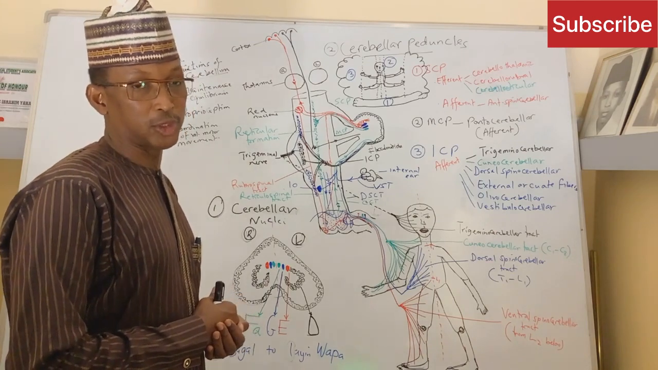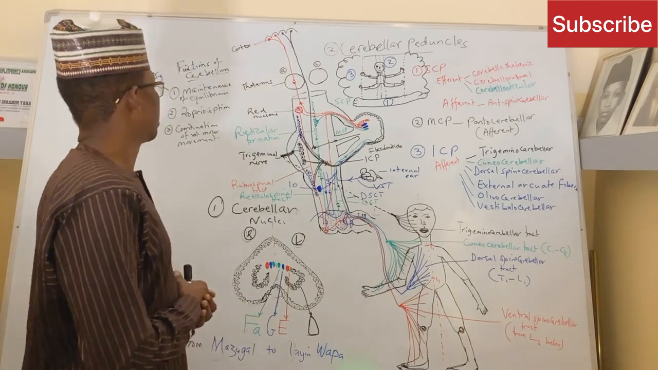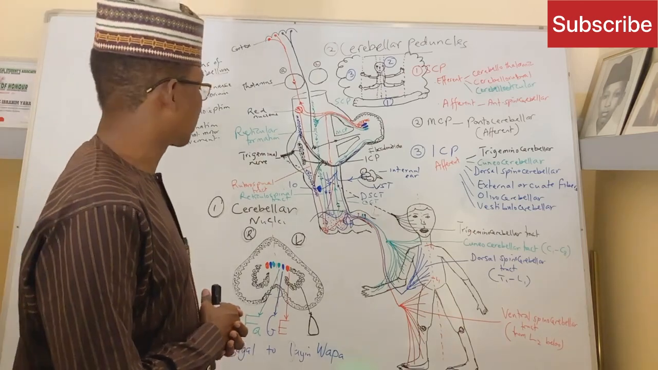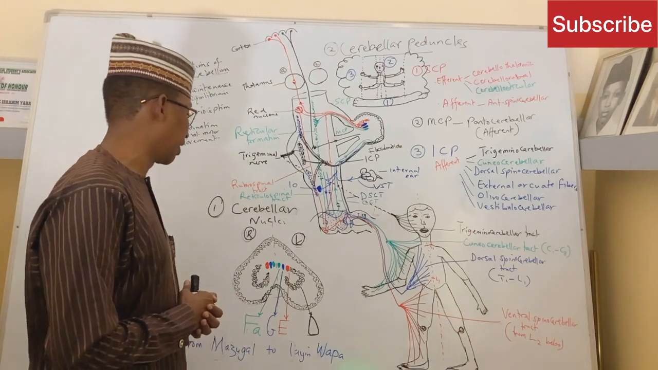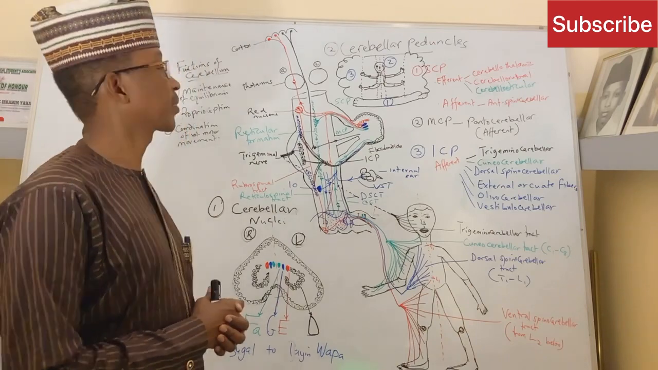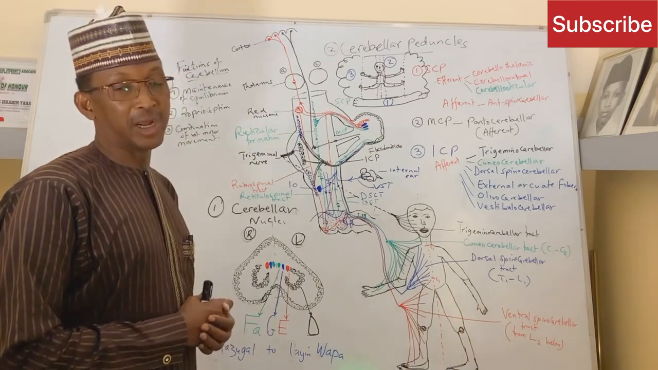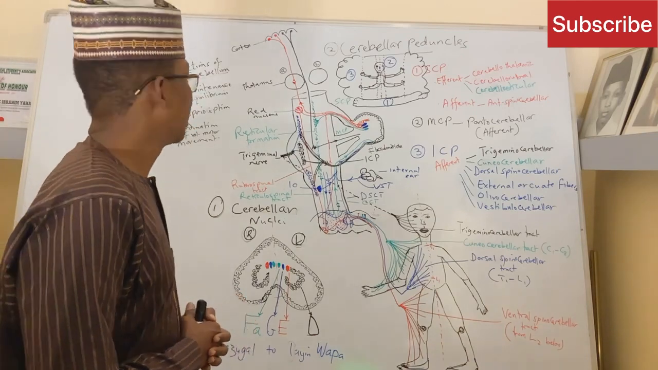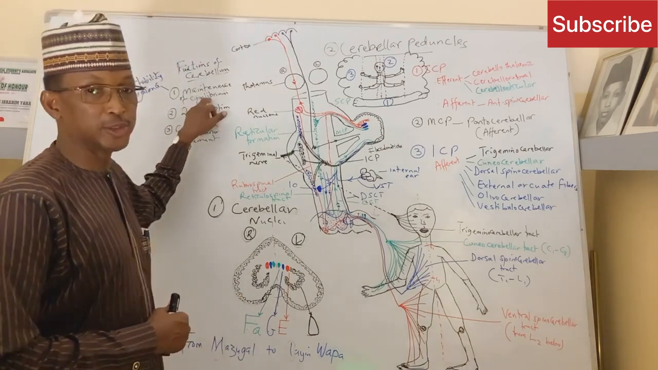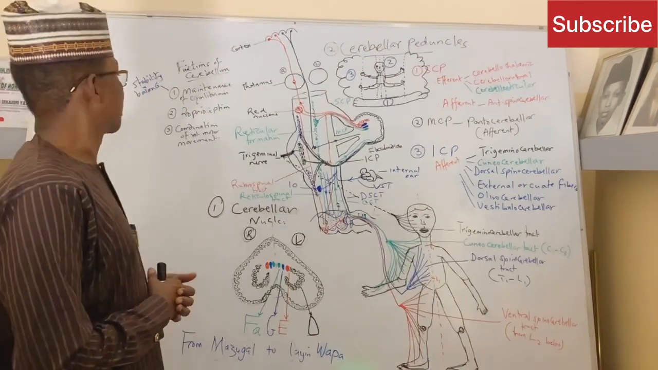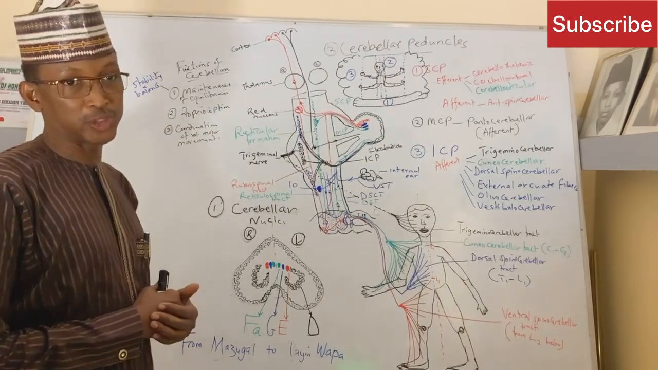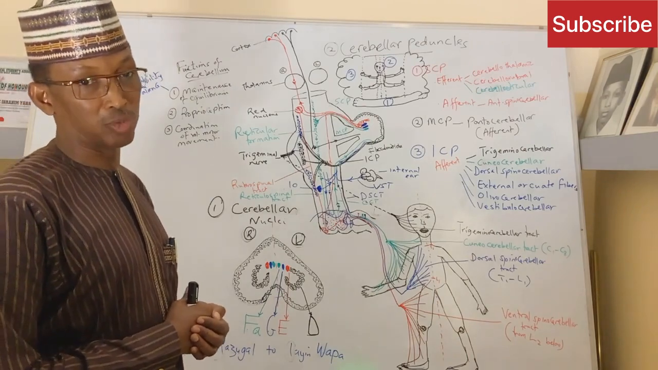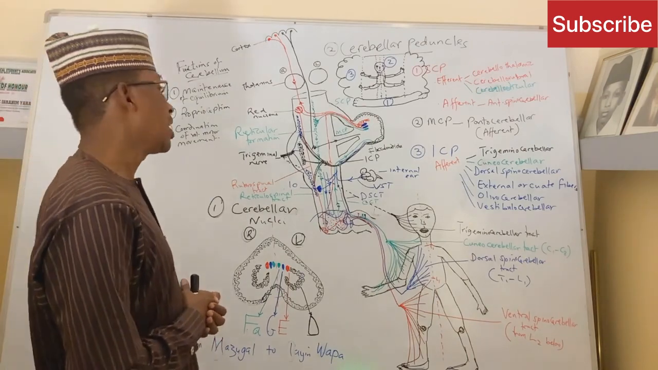Today I'm going to discuss both the external features as well as the internal features of the cerebellum. I'm sure you can remember that the cerebellum has three major functions. The first one is maintenance of equilibrium. The second one is proprioception. And the third one is coordination of voluntary motor movement.